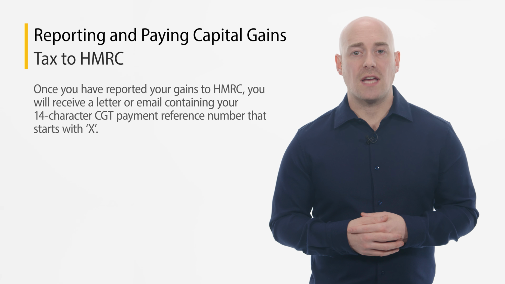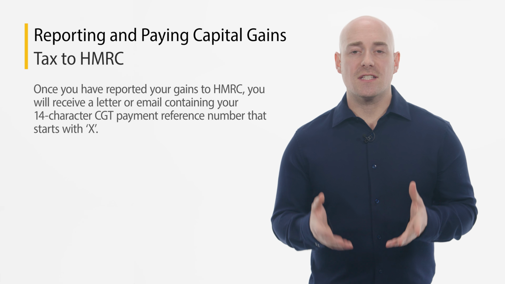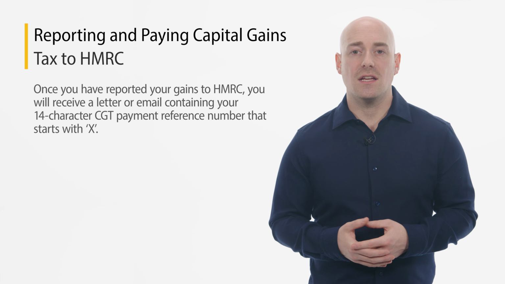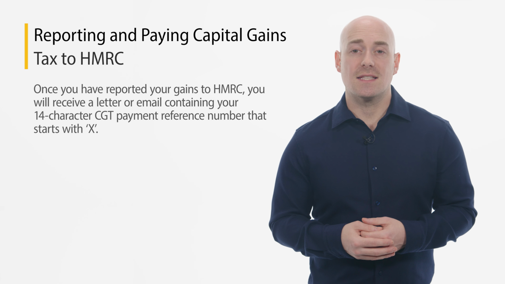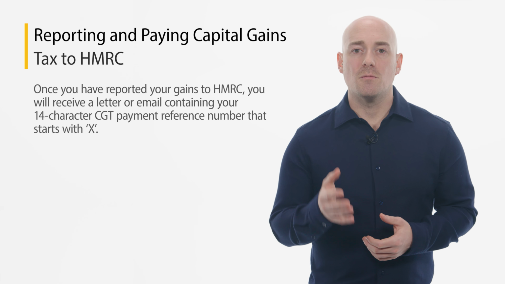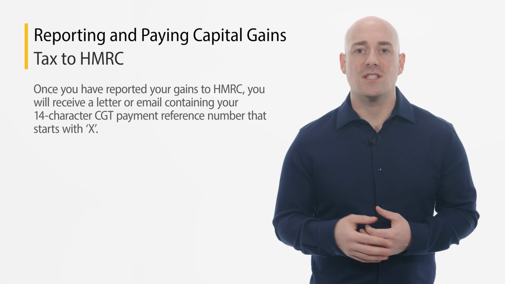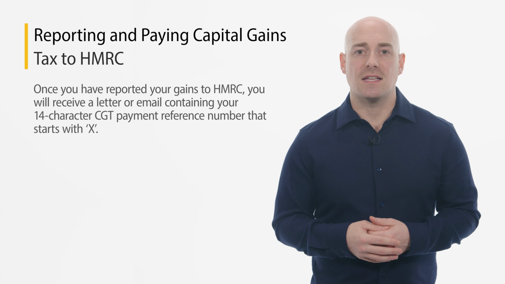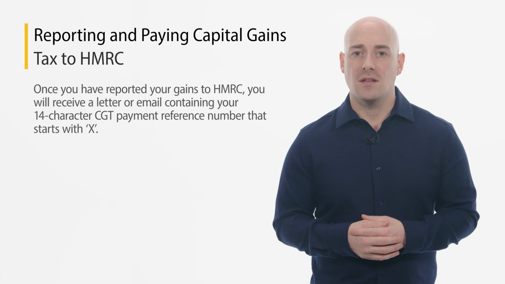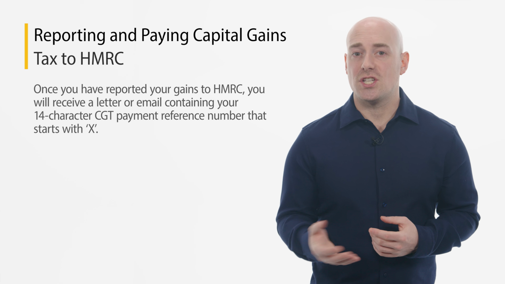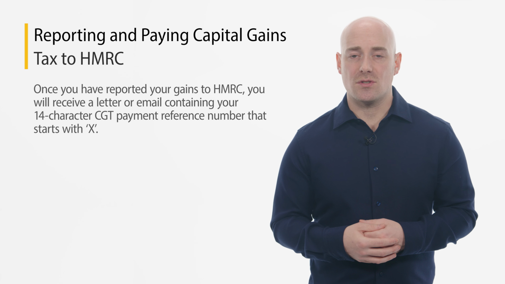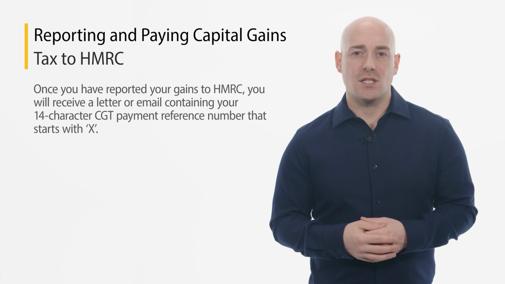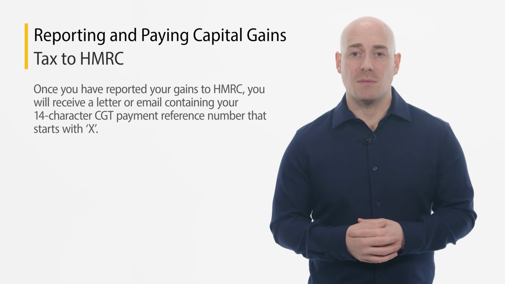Once you have reported your gains to HMRC, you will receive a letter or email containing your 14-character CGT payment reference number that starts with an X. You must use this number when paying your CGT using HMRC's online tax payment service, through online banking, or by cheque. However, if you reported your gains in your self-assessment tax return, you would normally pay the tax you owe as part of your self-assessment tax bill.